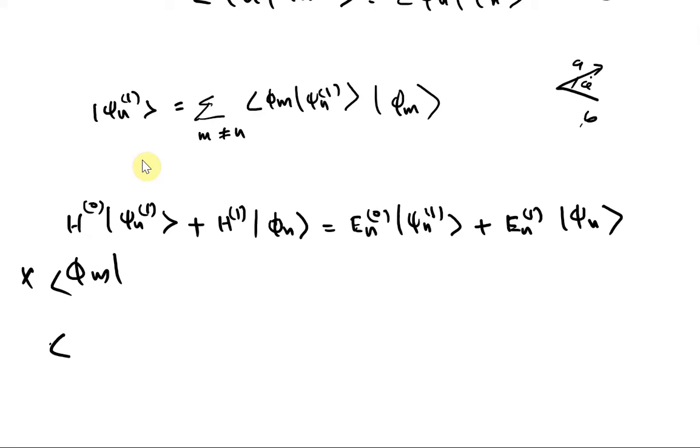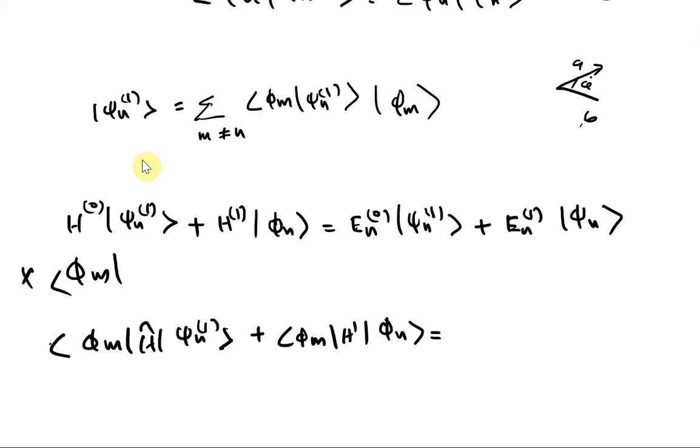So this will modify the equation like this: phi m h cap psi n1 plus phi m h1 phi n is equal to en0 into phi m psi n dash, right? en0 phi m into psi n.